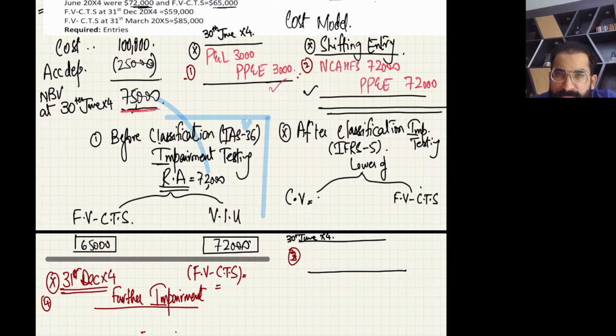Right? Okay, now what does this shifting entry mean? Now you have said bye bye to PPE.